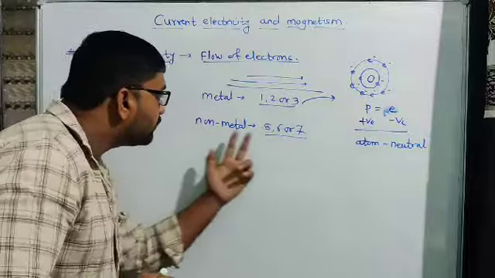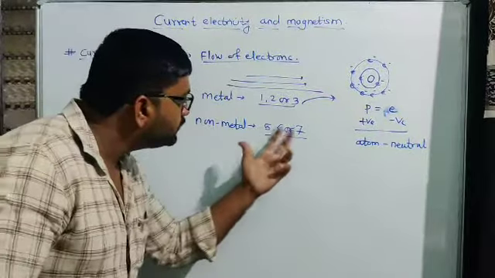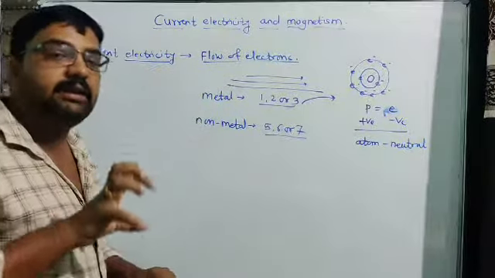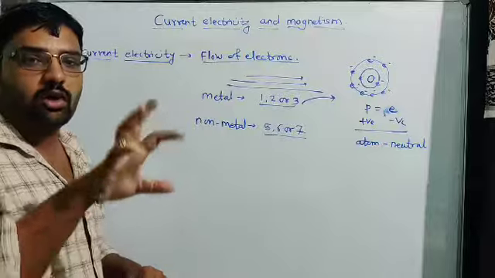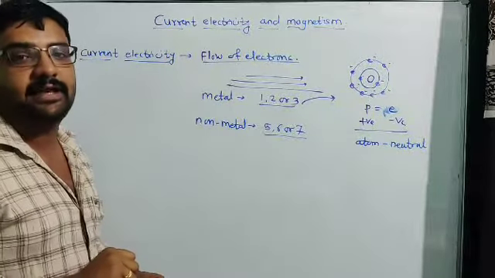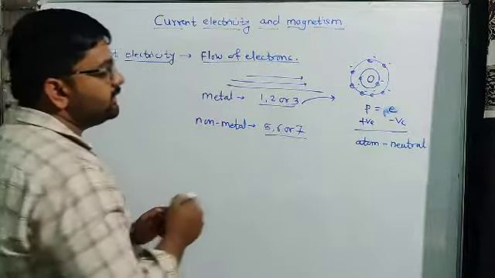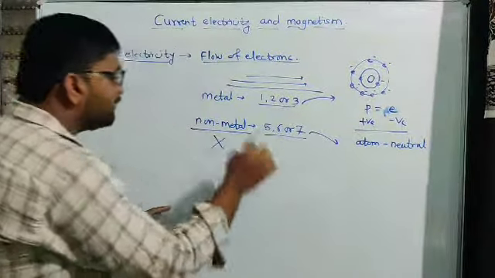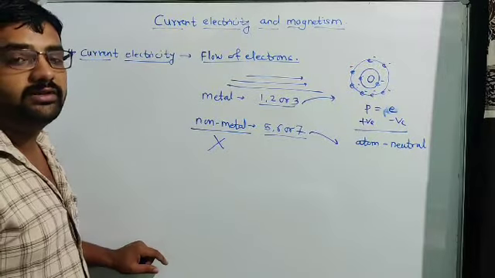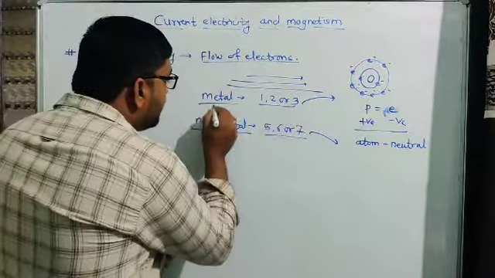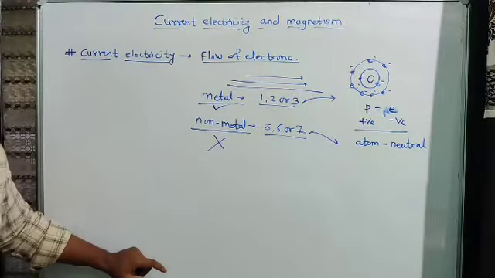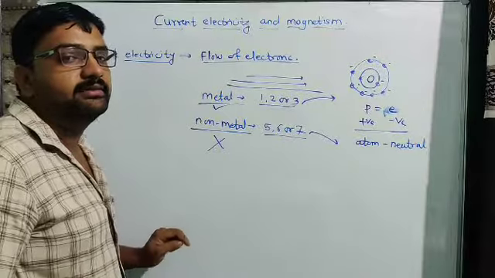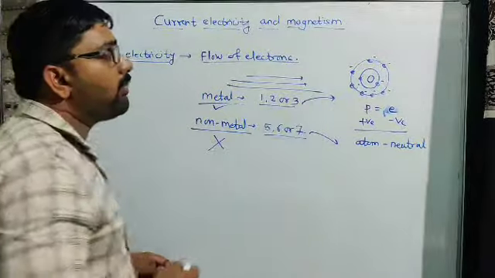In case of non-metals, the 5, 6 or 7 electrons present in their outermost shell are tightly bound with the nucleus. Strong nuclear attraction is there, so it is not easy to move those electrons. That is why electricity generally does not flow through non-metals, but it flows very easily through metals, because there are 1, 2 or 3 electrons in the outermost shell of metals.